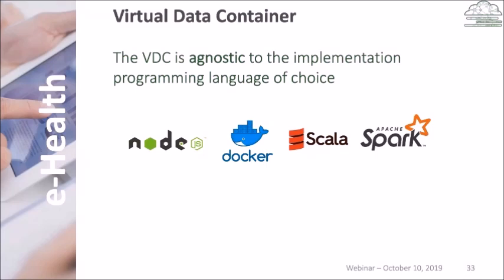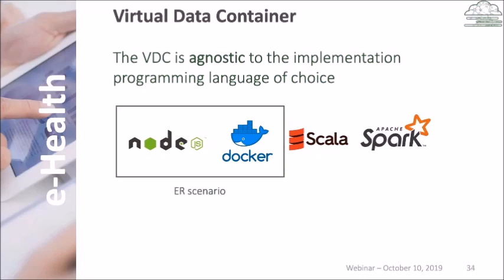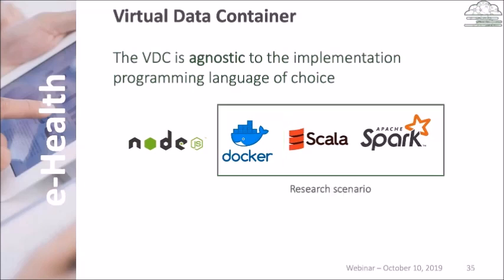One important aspect, as was already discussed, of the VDC is that it is agnostic to the implementation programming language of choice. And we took advantage of this possibility by making different choices depending on the application that we had to develop. So for the case of the ER application, we decided to use Node.js as the development platform and to use Docker for containerization. But for the research scenario, we decided that Scala and Apache Spark was the best choice for the job, and we kept using Docker for packaging.